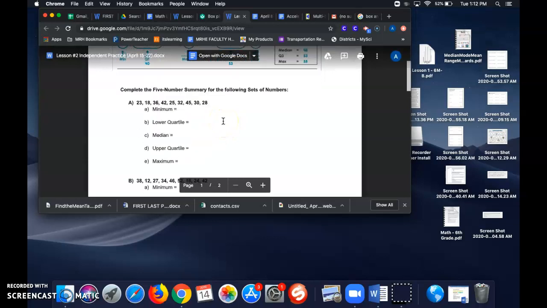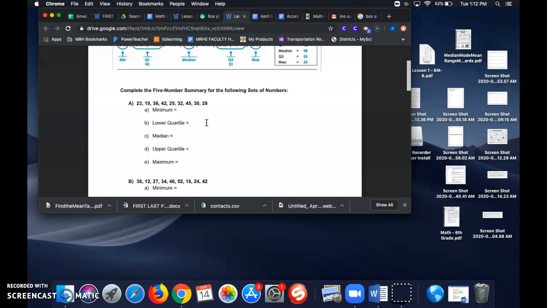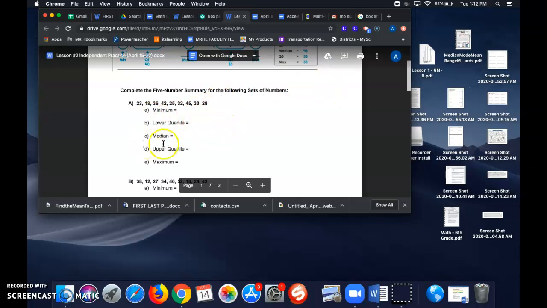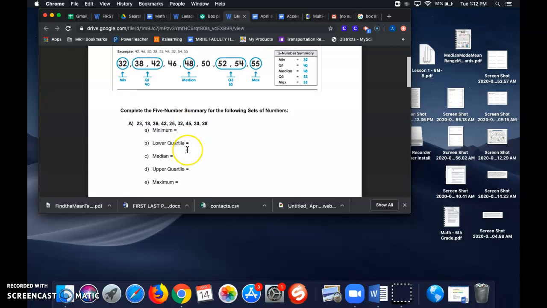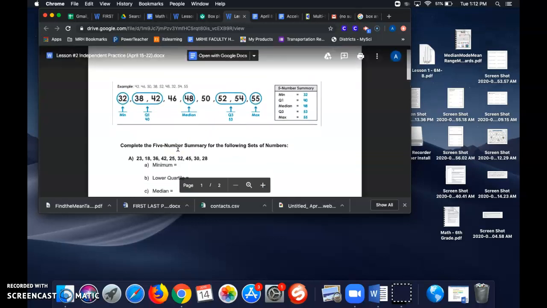Again, a lot of this can be done on paper. You need to show your work. That's fine. Then take a picture of it and send it to me. You can also do your work on this document by putting them in order from least to greatest and showing all of your work. How did you get your median? How did you get your upper quartile? How did you get your lower quartile? Again, I said first quartile instead of lower quartile, which is fine too. So take a look at that.